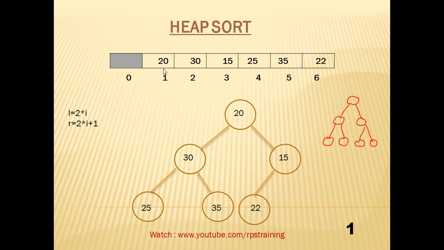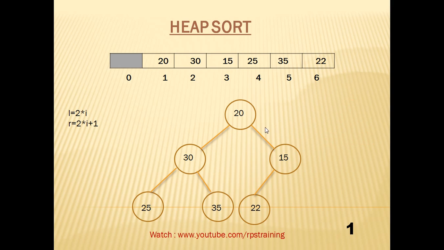So the element 20 has two children, 30 and 15. In case of 30, the index is 2, and 2 into 2 is 4. So the left child of 30 will be 25, at the fourth index, and the right child will be 2 into 2 plus 1, that is 5, 35. Okay, 30 has two children, 25 and 35.